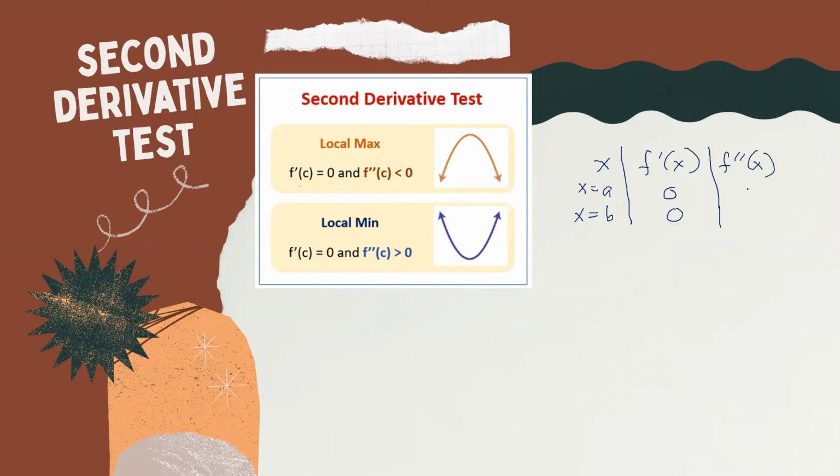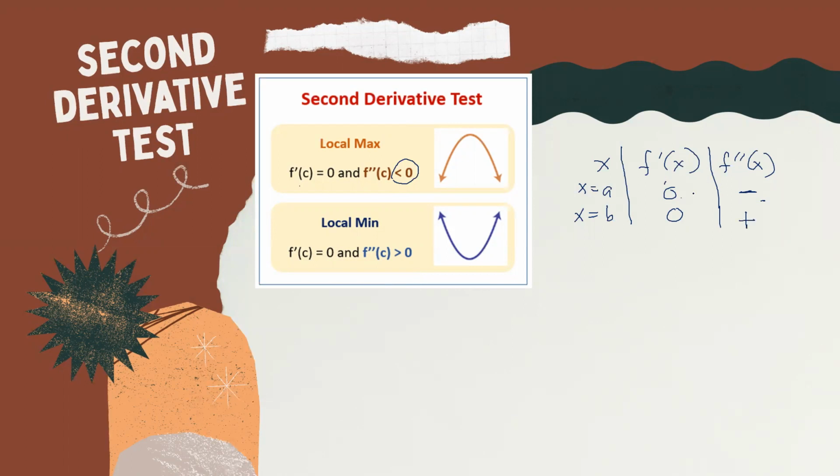Kanina ginamit natin yung first derivative test. Tinignan natin kung dito ay sa taas niya positive, yung taas tsaka baba niya. Pero pwede mo namang pa-horizontal yung tingin. Okay? If f double prime of x is negative, yan. Tapos dito, if f double prime of x say is positive, no?